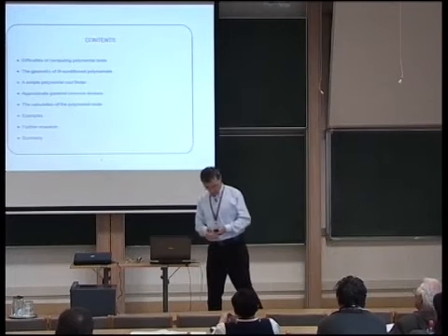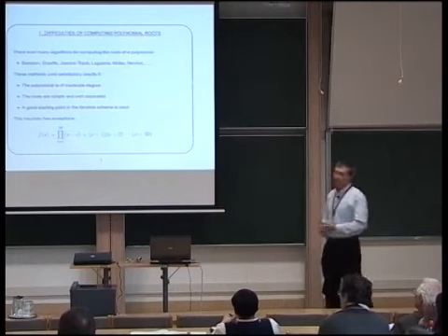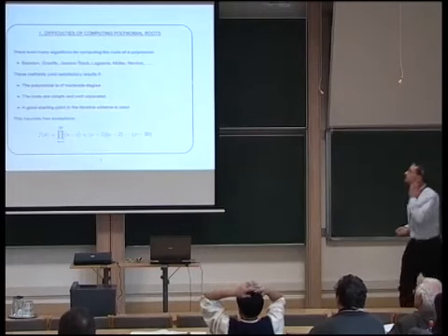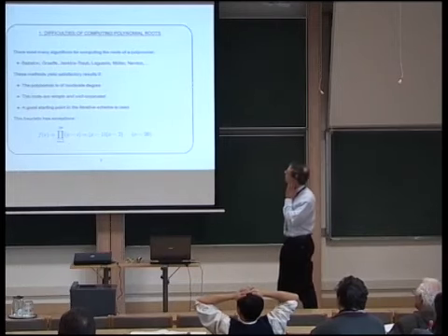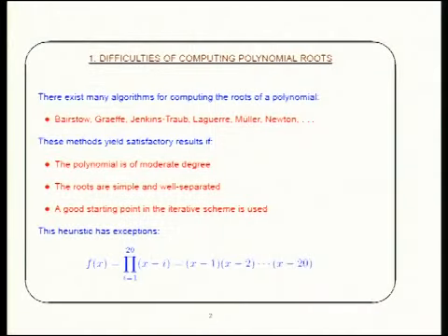Now, there are a huge number of methods for solving polynomial equations. I've listed them, which are all named after people. I should have put Newton first, actually. Never mind, it's alphabetical order, so that's my excuse. Bairstow, Graeffe, Jenkins, Traub, Laguerre, Müller, Newton, etc., etc.